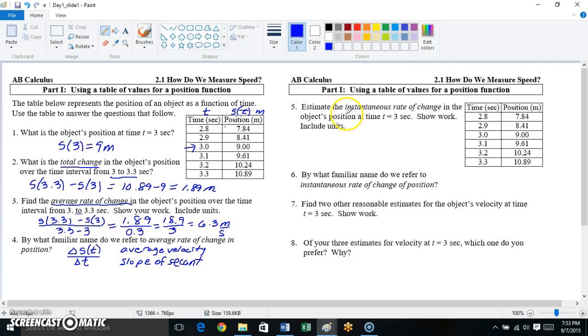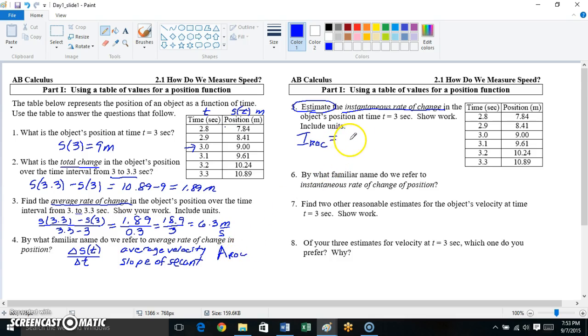Okay, taking a look at number 5, the instantaneous rate of change in the object's position at time t equals 3. So here we're not looking at an interval from 3 to 3.3, but we are looking specifically at 3 seconds. We want to know what the slope is right at 3. All right, so we're going to estimate this because right now that's the only way we can do this. All right, so the instantaneous rate of change, sometimes people abbreviate that as IROC. Like they talk about this one as AROC.